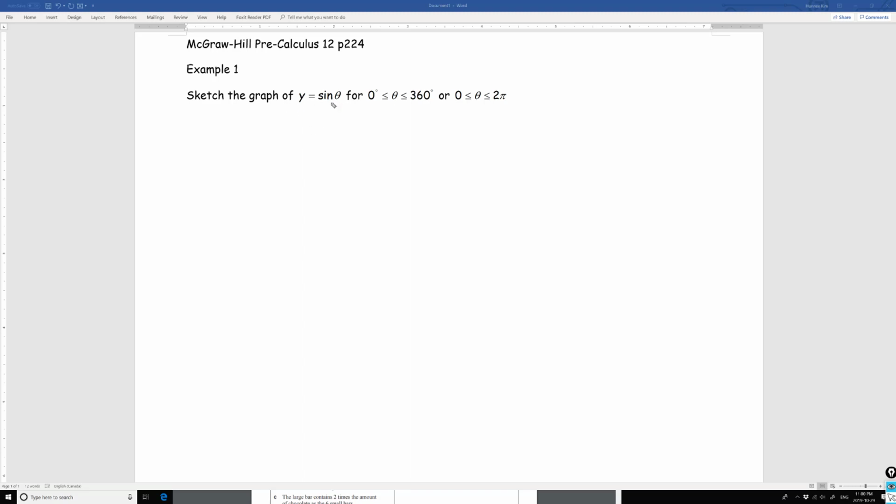Let's sketch y equals sine theta between 0 and 360 degrees, or 0 to 2 pi radians. So to sketch sine, we're going to go pow, 4 divisions. Sine starts at 0, it curves up, it curves down, kind of looks like half a circle. It curves down and then curves back up. And by the way, this keeps on going and going forever and ever.